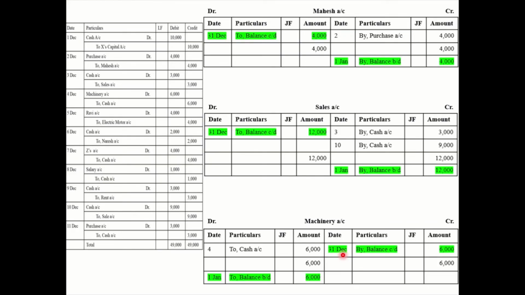This is the closing balance of Z's account. That will be the opening balance for the next month. We record it on the opposite side. 1st January, to balance brought down rupees 4,000.